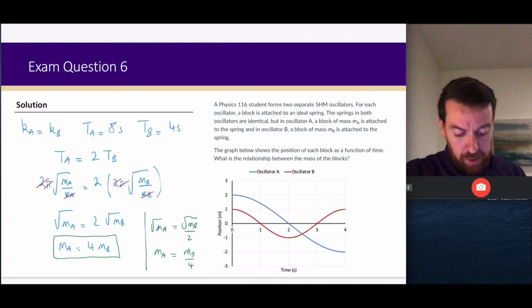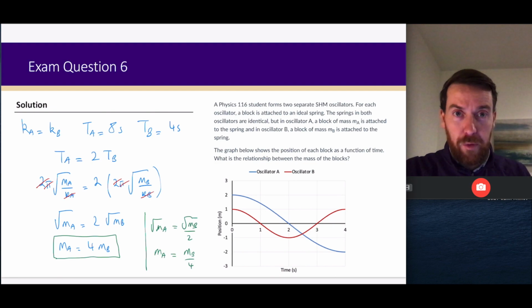So one version was Ma equals 4Mb, and the other version was Ma equals 1/4 of Mb, which is the inverse. Okay, I'll wrap up the question there and follow up with question 7.